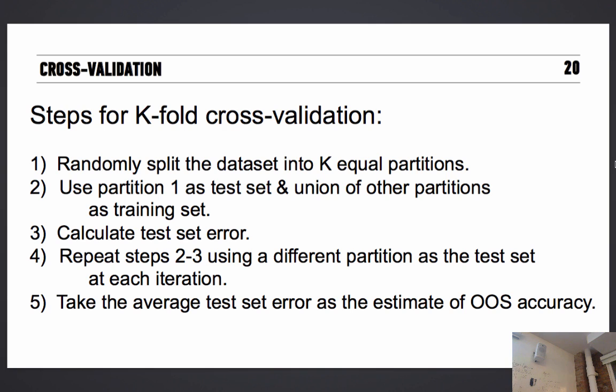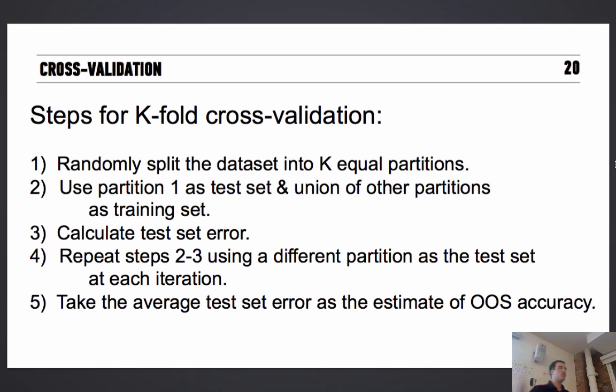But then the next step, take that 1/5 I just tested on, put it back, take the next 1/5. Train, test. Put it back, take the next 1/5. Train, test. Put it back, take the next 1/5. Train, test. Put it back, take the last 1/5. Train, test. What that does is, every single point has now become a member of the test set at least once and a member of the training set at least once.